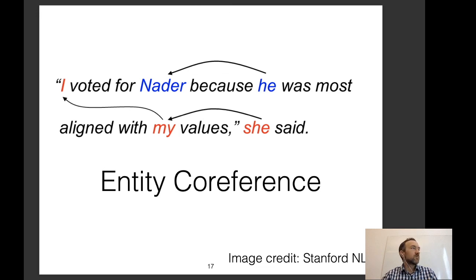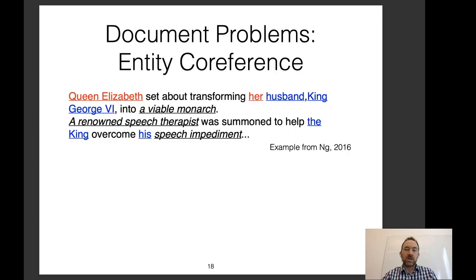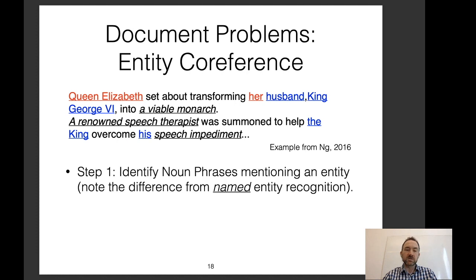Okay, so now that we've talked a little bit about the mechanics of how we can do document-level modeling, I'd like to talk about a couple of specific tasks that are inherent to documents. The first one is entity coreference. What entity coreference is, essentially, is a two-step task, the first of which is identifying phrases that talk about an entity.